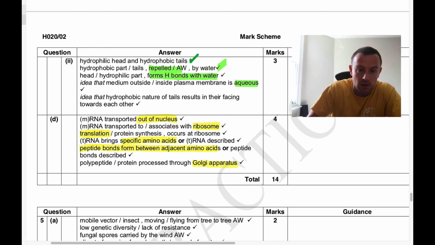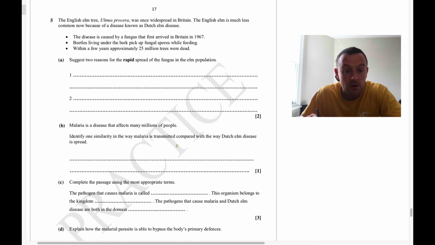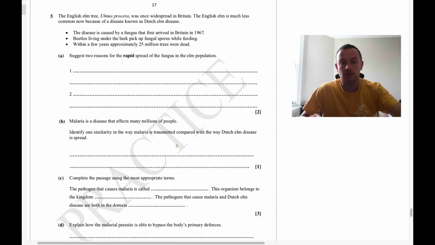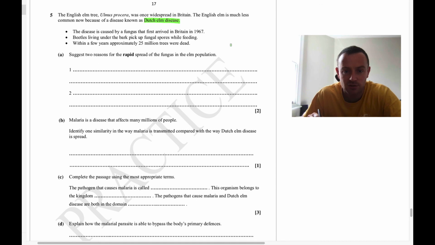Okay, let's go back and move on to the very last question. So, question 5, all about trees, elm trees. Ulmus procera, the English elm tree. Now, it got kind of wiped out in the 70s by this stuff called Dutch elm disease. I remember my mum, who was around in the 70s, talked about this. She said it was a sort of catastrophe for gardeners, which she is a bit of a gardener. So the fungus arrived in 1967, beetles living under the bark spread the spores, and 25 million trees were dead.